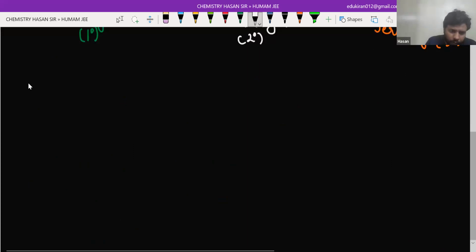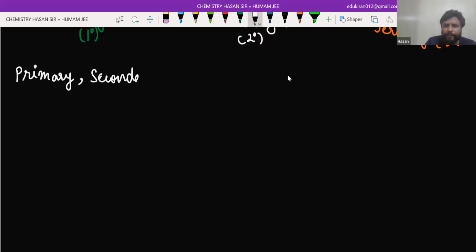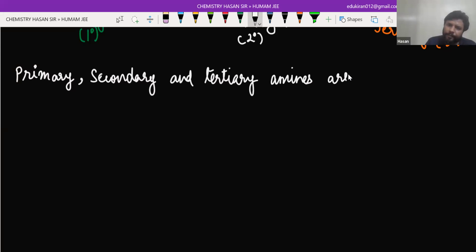Or you can write a point: primary, secondary, and tertiary amines are treated as, they are basically, different functional groups.